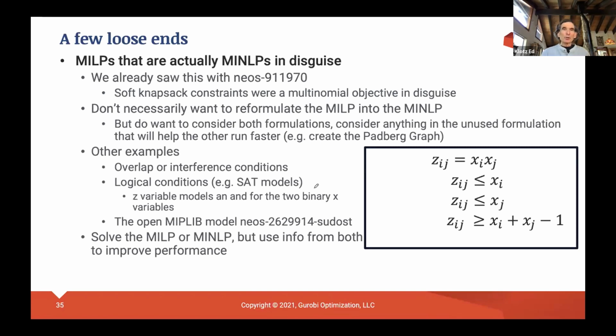And lastly, I also want to mention that this notion we saw with the soft knapsack constraints, of MILPs that are actually MINLPs in disguise, exists elsewhere. There are other cases, including models with overlap or interference conditions, and logical conditions like in SAT models. After all, Zij here is basically an AND condition on Xi and Xj. And here's another model that is an open MILP model that fits this bill. I'm not saying that if you have an MILP like this, you actually want to create the MINLP and solve it, but rather you want to use information from both to improve performance.